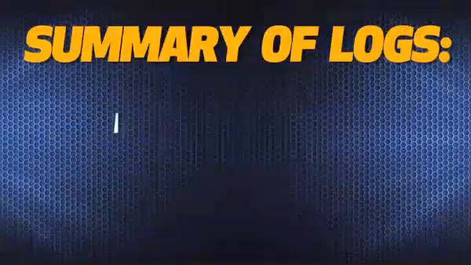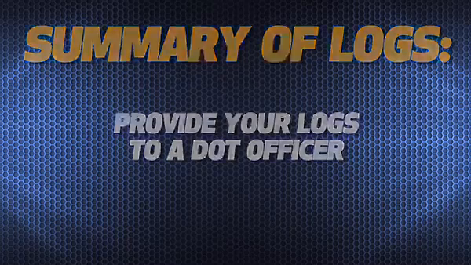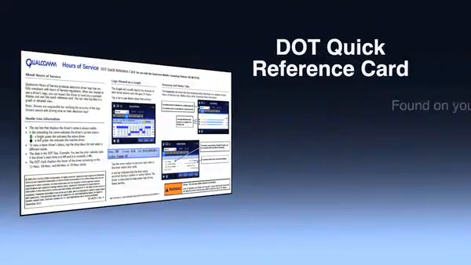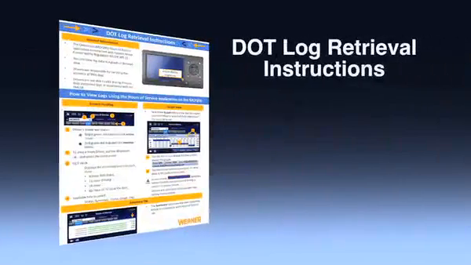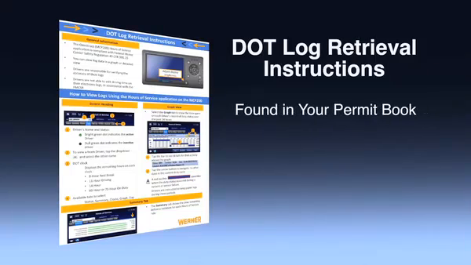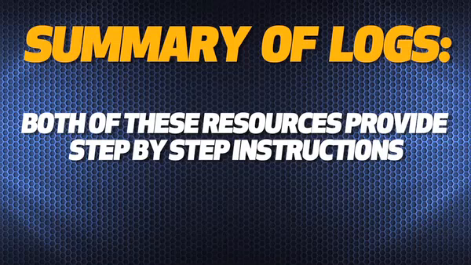There may be times when you're stopped by DOT and the officer wants to review your logs. There are a few different ways to do this. 1. You can show the officer the DOT Quick Reference Card found on your Media Manager on the MCP 200, or you can hand them the DOT Log Retrieval Instructions document found in your permit book. Both of these resources provide step-by-step instructions on how to review your logs directly from the unit.